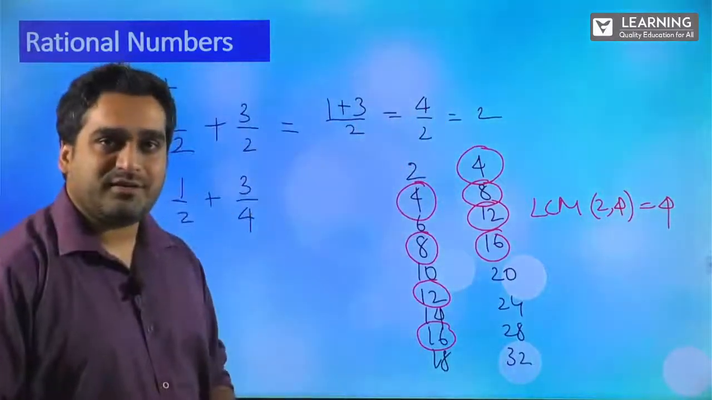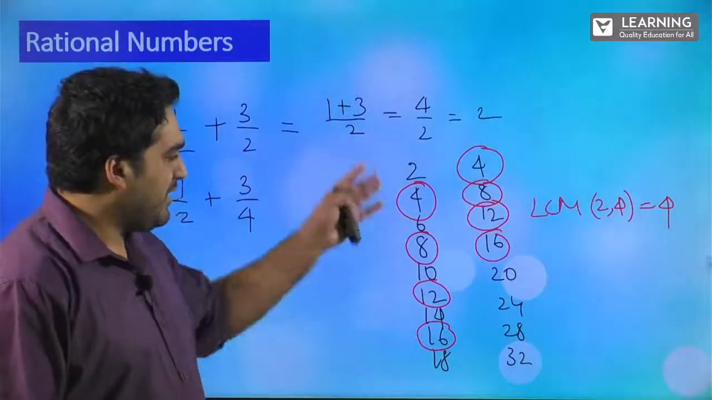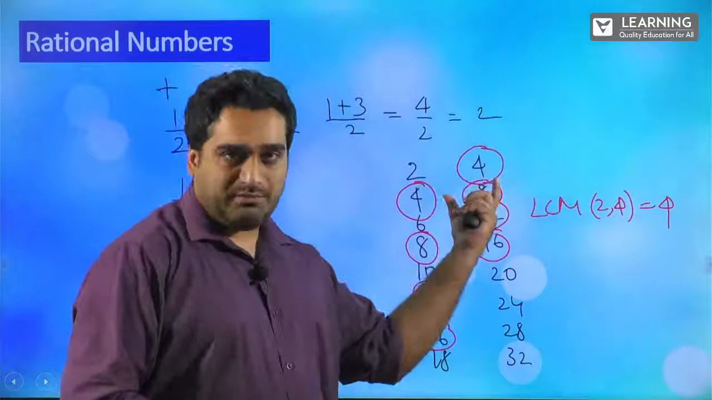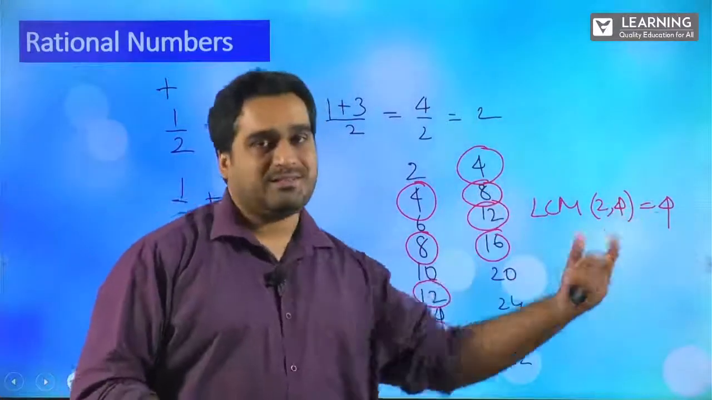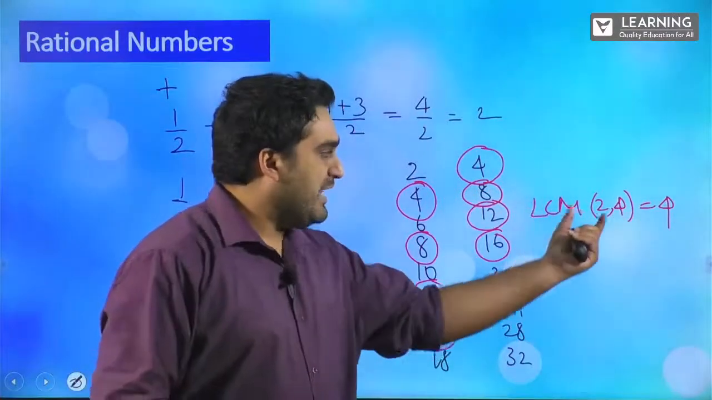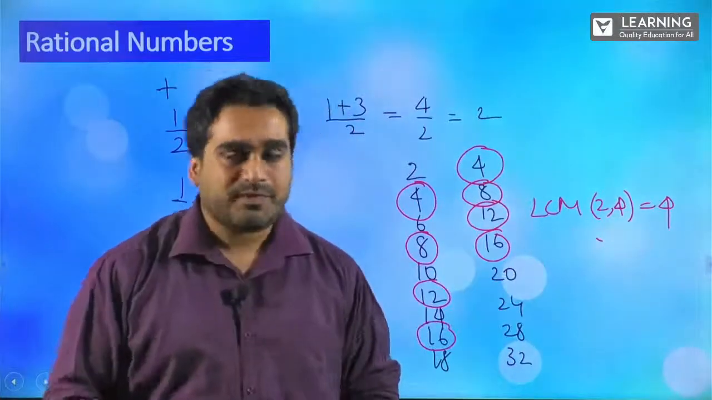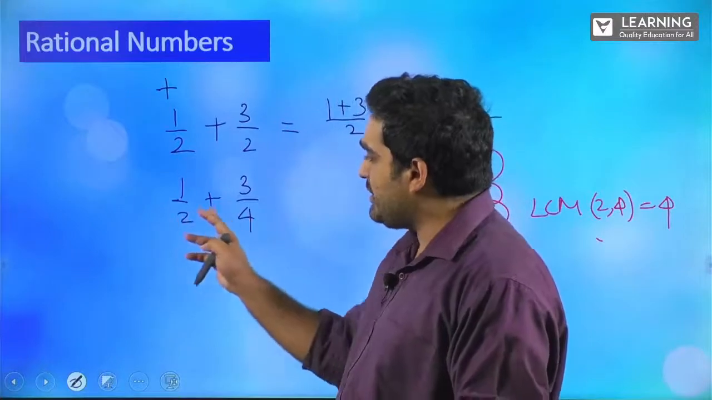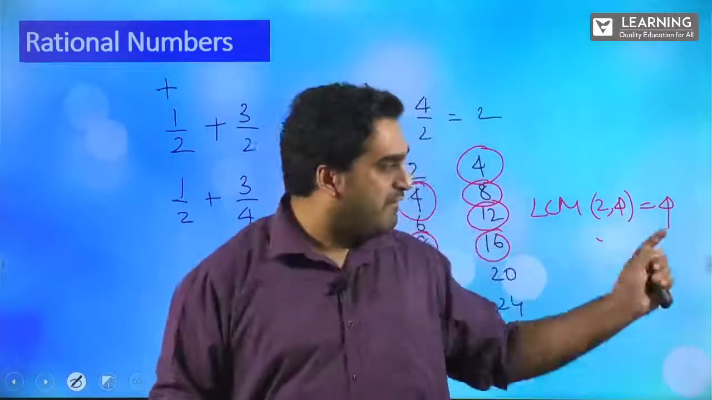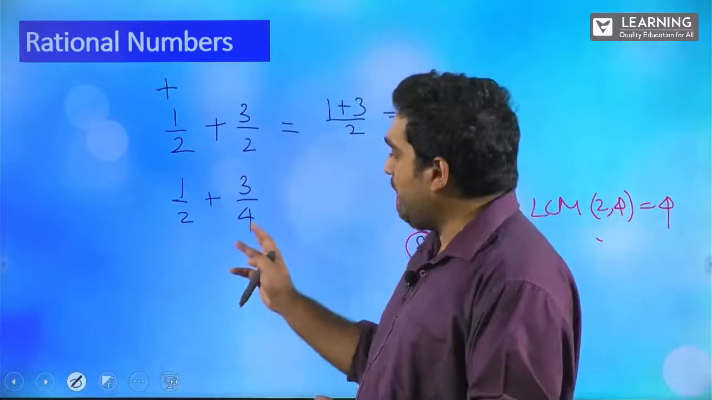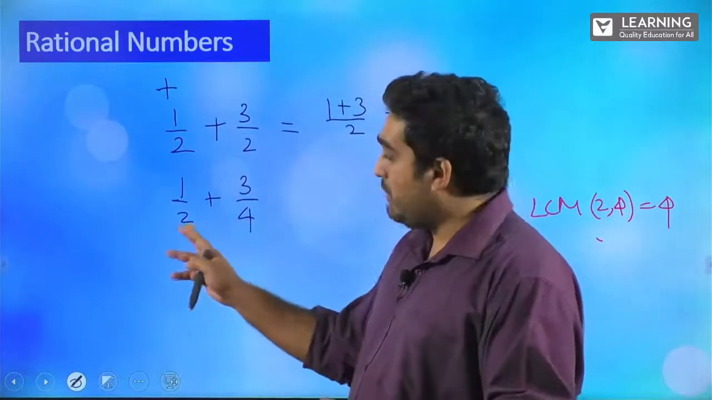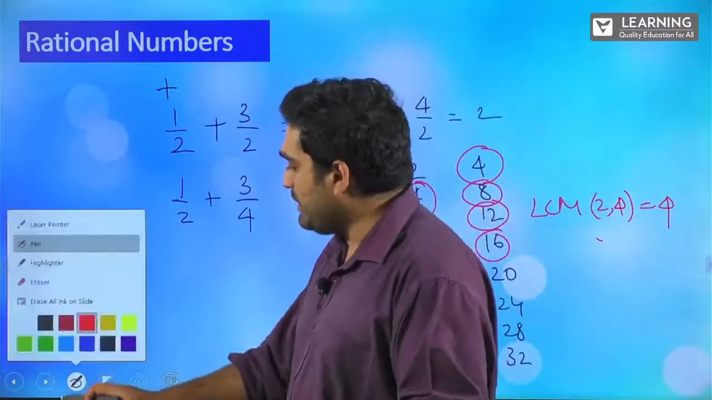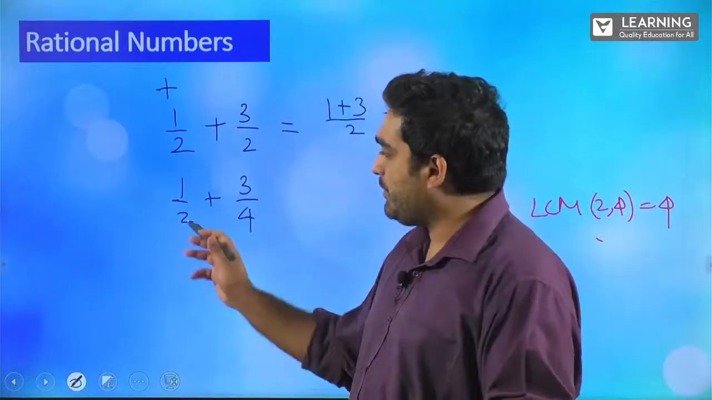A very simple trick: how to find LCM? Write the multiples of 2, the multiples of 4. The least common multiple of those two is your LCM. So the LCM of 2 and 4 is 4. Now that you have found the LCM, you have to turn the denominators into the number 4. We already have one such number 4 here, but we have to turn this 2 into 4. How will I change this 2 into 4?